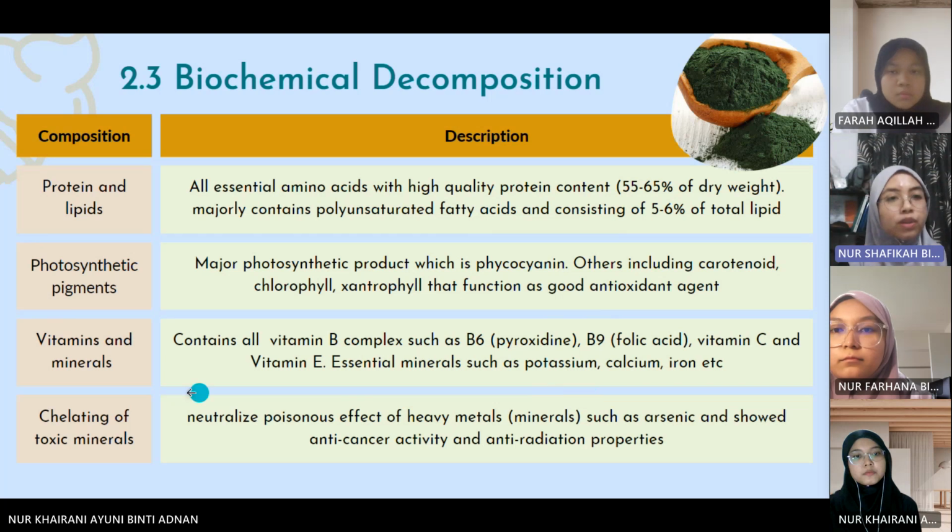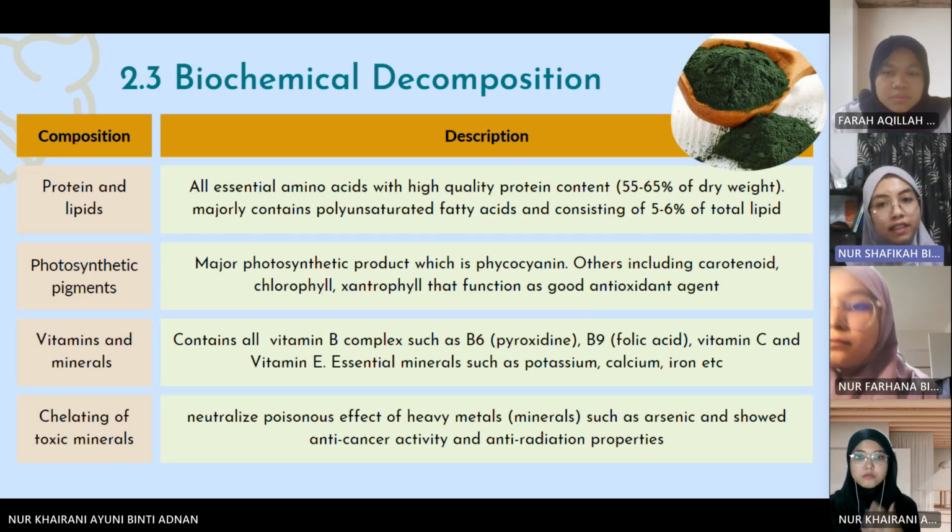Spirulina can also chelate toxic minerals by neutralizing the poisonous effect of heavy metals such as arsenic. This chelation also showed anti-cancer activity and anti-radiation properties. Now I will hand over to Farah Akila.